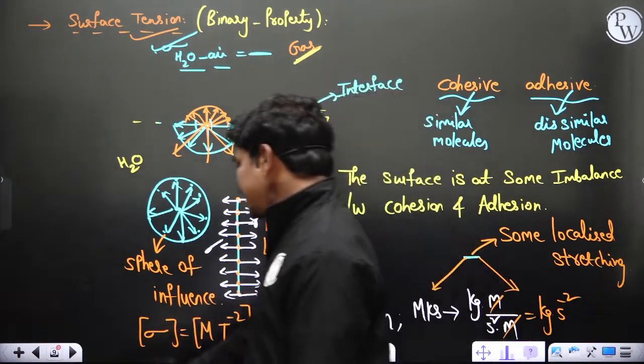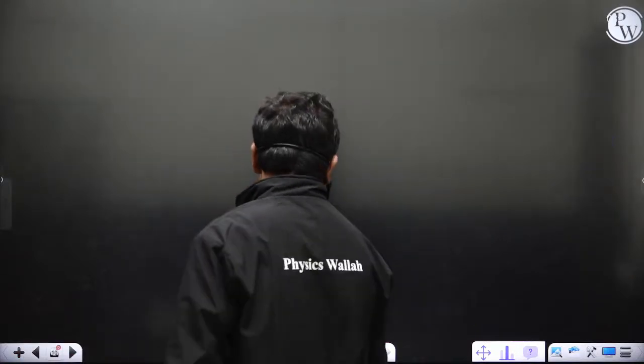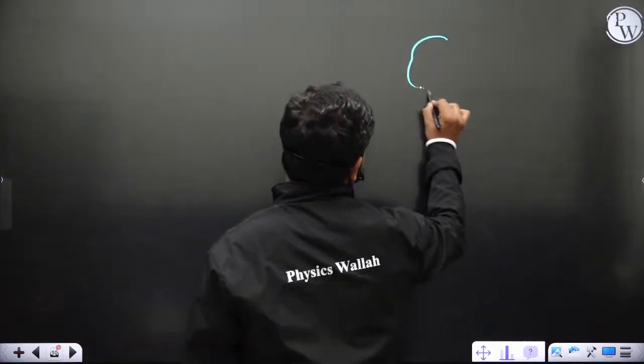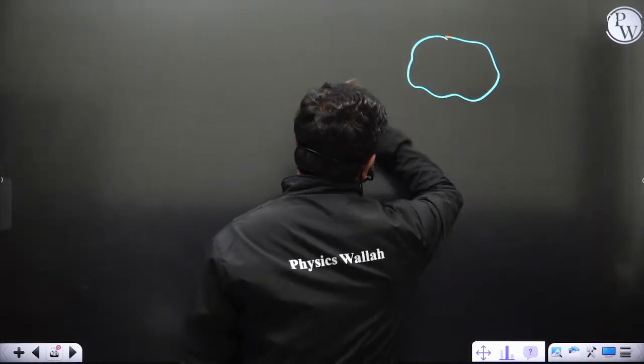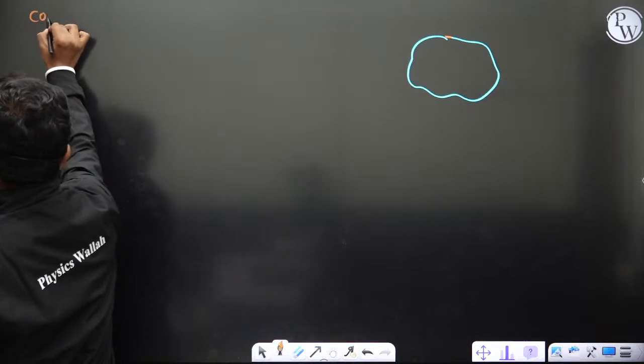Now let us see one more thing. If you have a fluid body, for example, there are certain consequences of these fluid bodies.